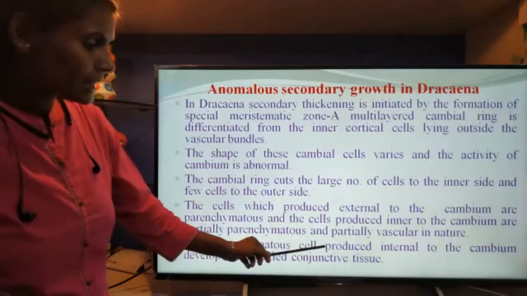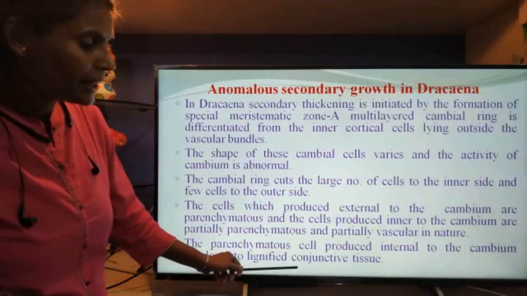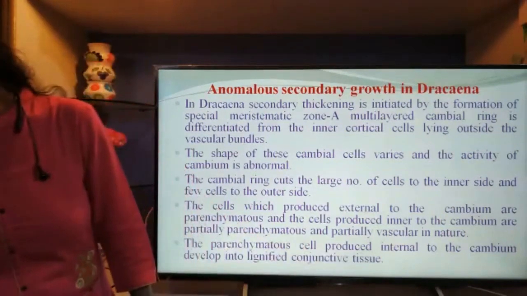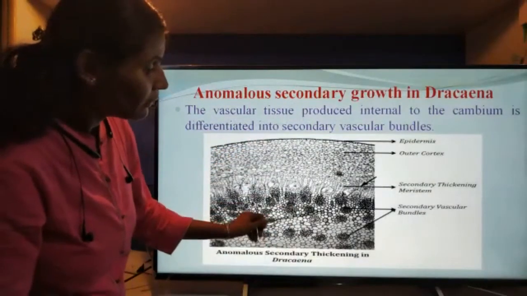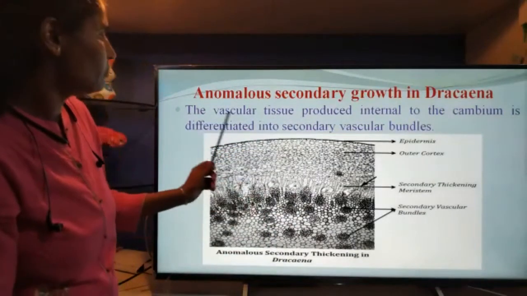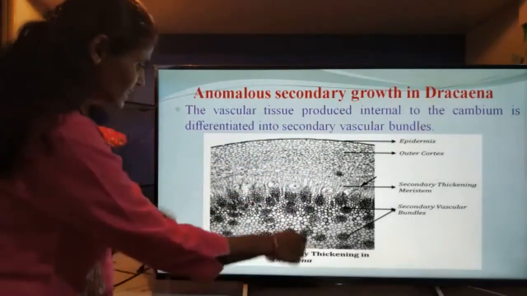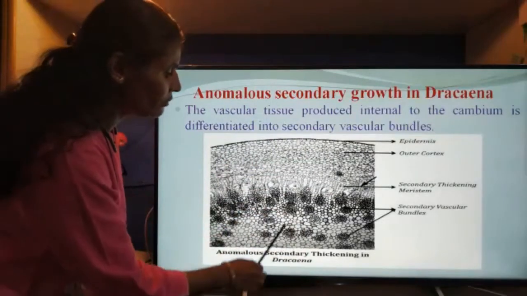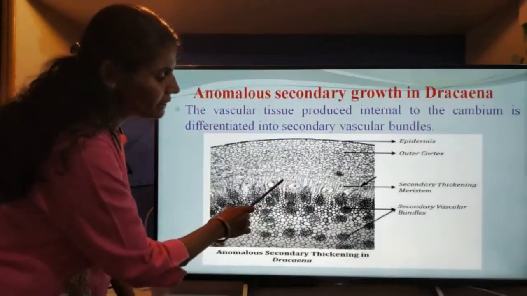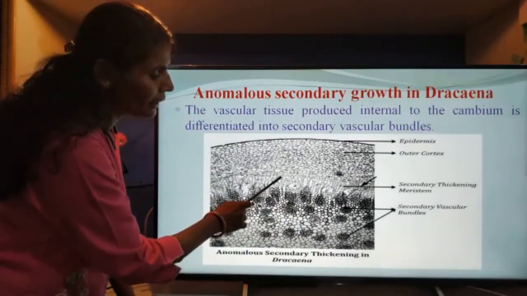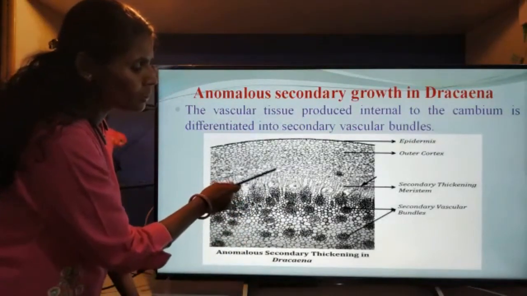The parenchymatous cells produced internal to the cambium develop into a lignified conjunctive tissue, whereas the vascular tissue produced inside the cambium is differentiated into secondary vascular bundles. So this is the section of Dracaena stem where we found the activity of cambium is initiated in the cortical zone. As a result of the cambial activity, it is going to divide and cut down a large number of cells towards inside and very few cells towards outside.